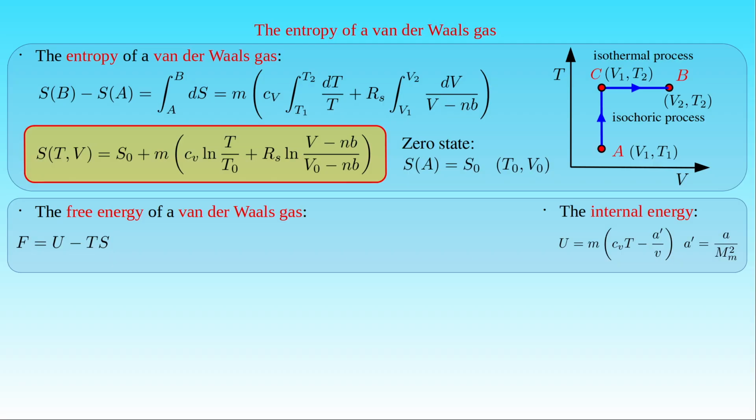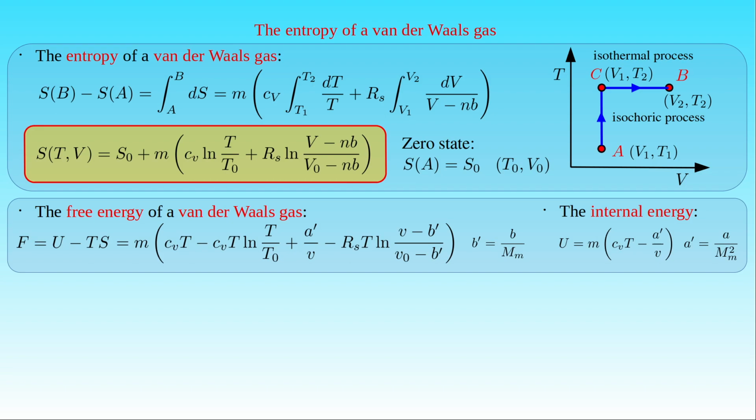By substituting this equation and the expression obtained for the entropy into the definition of the free energy, we can write F as the mass m times the quantity of CV times T, minus CV times T times the natural logarithm of T over T0, minus A' over the specific volume V, minus Rs times T times the natural logarithm of the ratio of the difference between the specific volume V and B', to the difference between the specific reference volume V0 and B'. Here B' denotes the volume correction constant B of the gas over the molar mass Mm of the gas.